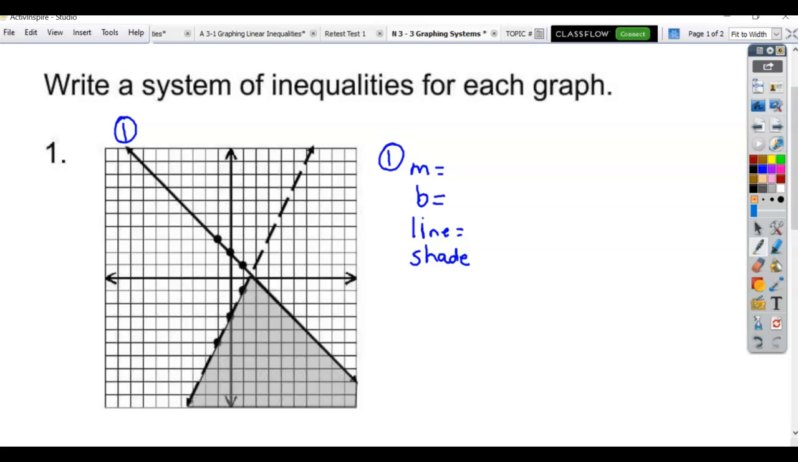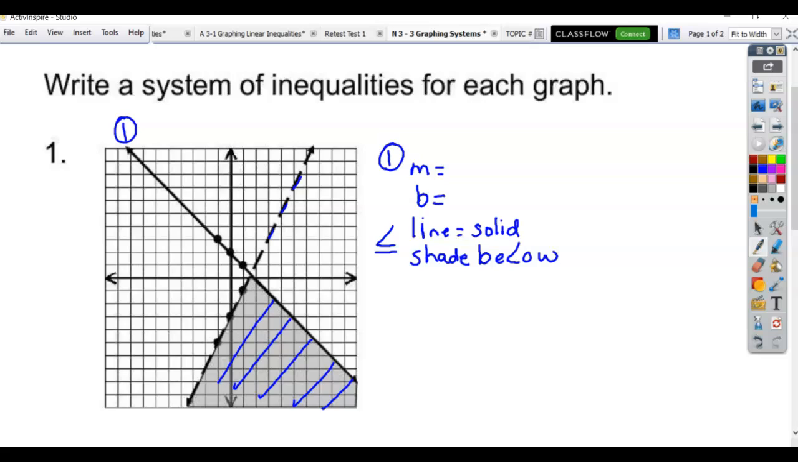Okay, since this is a solid line, we know it's going to have a line underneath the inequality. We also know that it's shaded below the line. So we know it's going to be a less than or equal to. Knowing that, you know one line is a less than or equal to, and the other line is a dashed line, so you know that one's not going to include the line underneath. But anyway, let's go ahead and finish this.